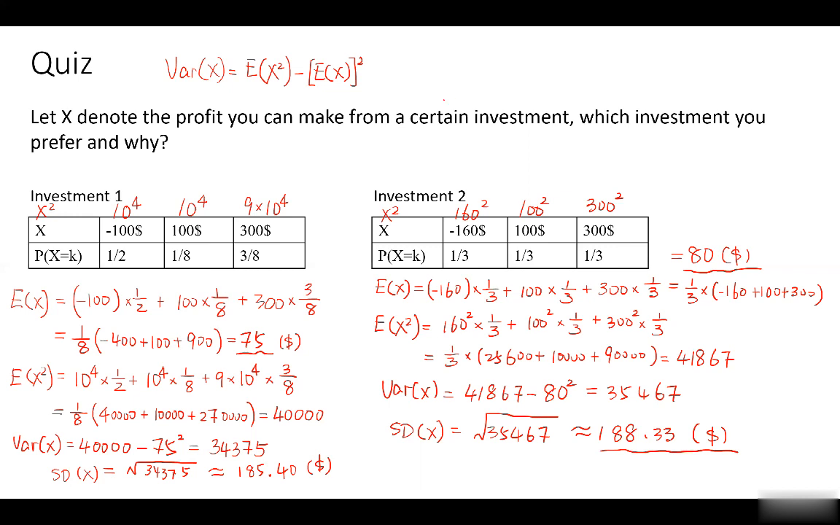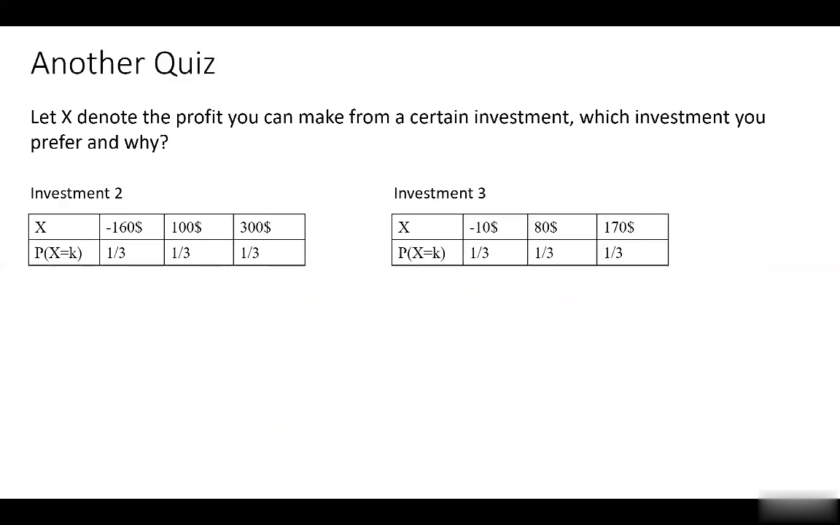Okay, so basically this is what we can do to make decisions based on the information we have. So next time when you make any decision, first of all, you need to collect all the related information, and this data will help you to make better decisions, okay? All right, so suppose we have another option, which is called investment 3, and compared to investment 2, which one do you prefer?